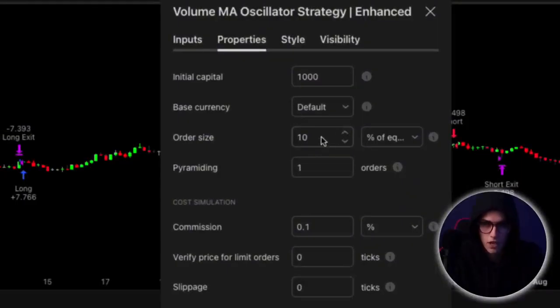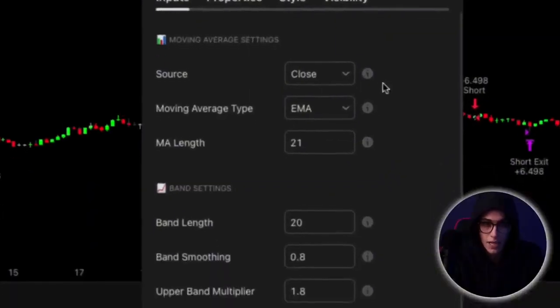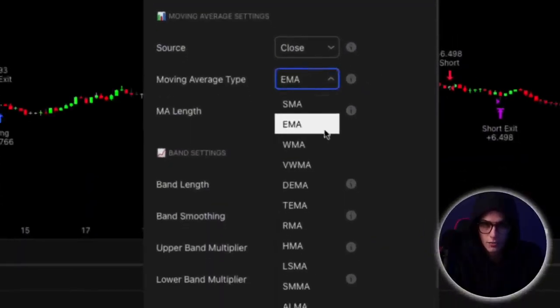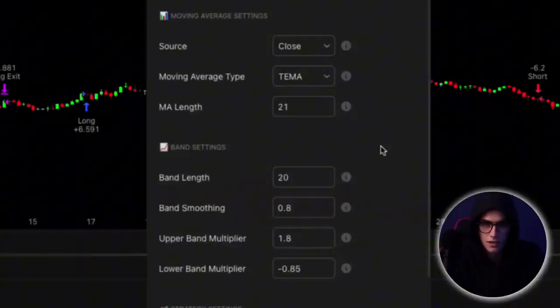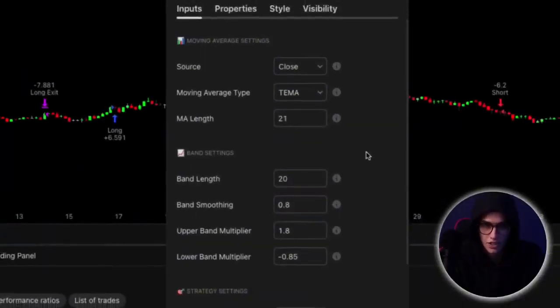Now it was time for the real magic: customization. Inside the Inputs section, I began adjusting the core parameters. The first change? Switching the moving average type from EMA to TEMA, a triple exponential moving average. This tends to respond faster to price shifts while still smoothing out the noise, giving better entries during momentum moves.